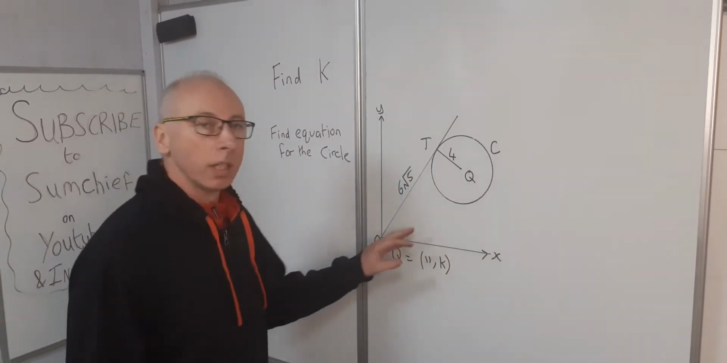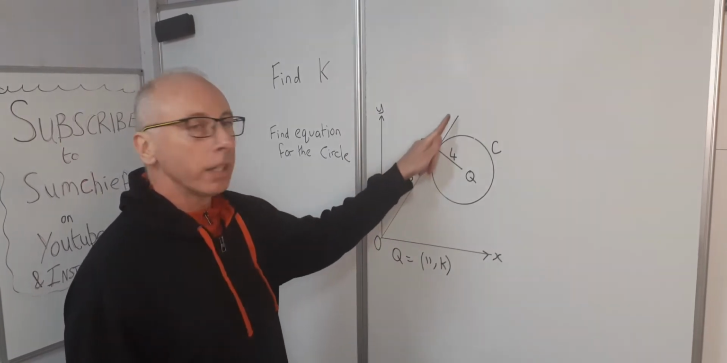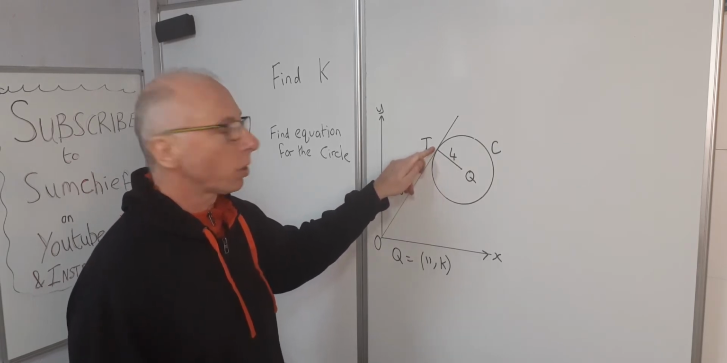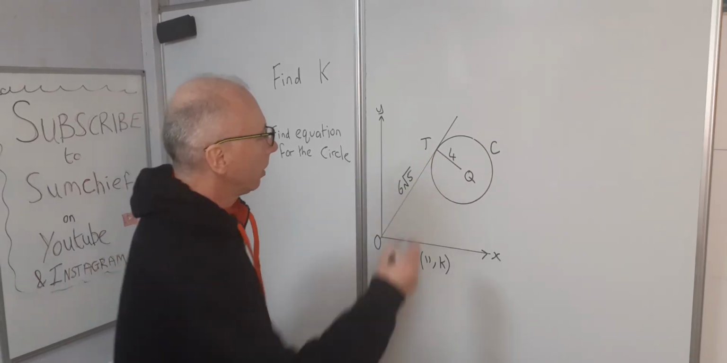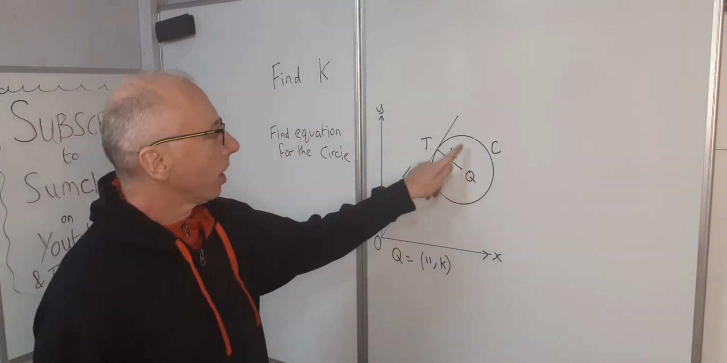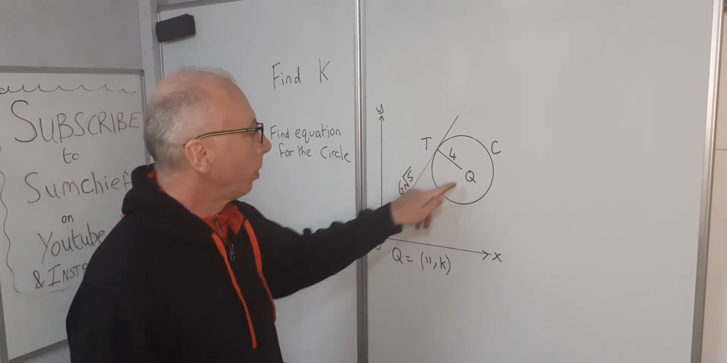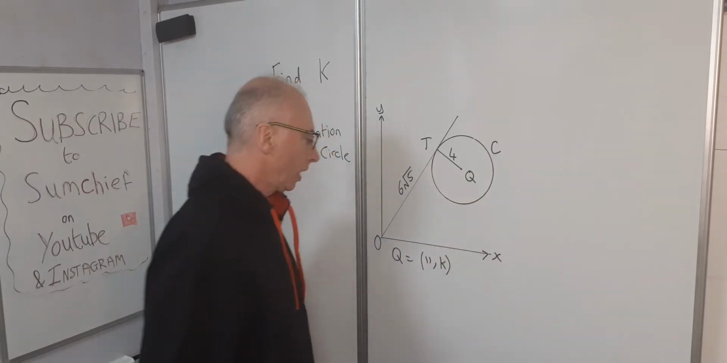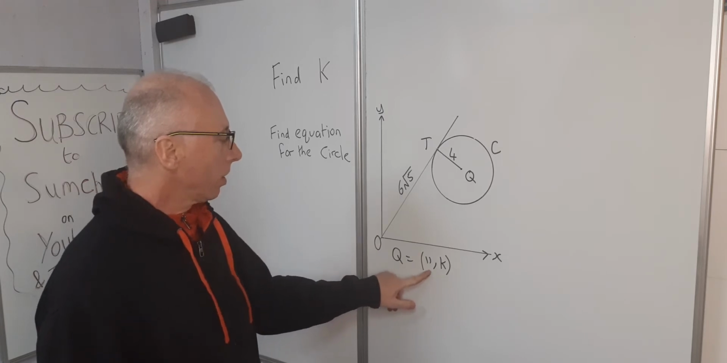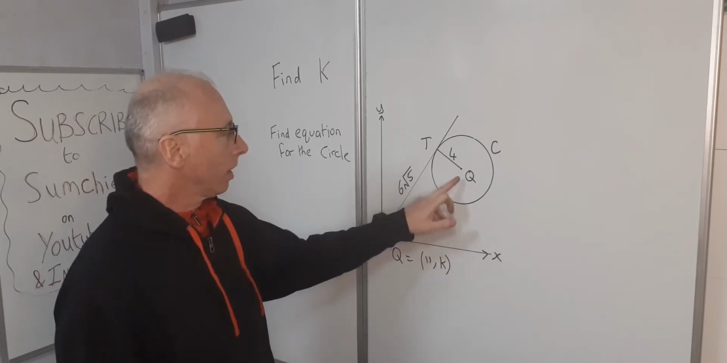Okay, so in this video we're given this diagram here. So we've got a straight line which meets this circle at a tangent we'll call T, and then from here to the origin is 6√5. The circle is 4 in radius and the centre point is Q. Okay, and we're given the coordinates of Q is (11, K). So X is 11, Y will be K.